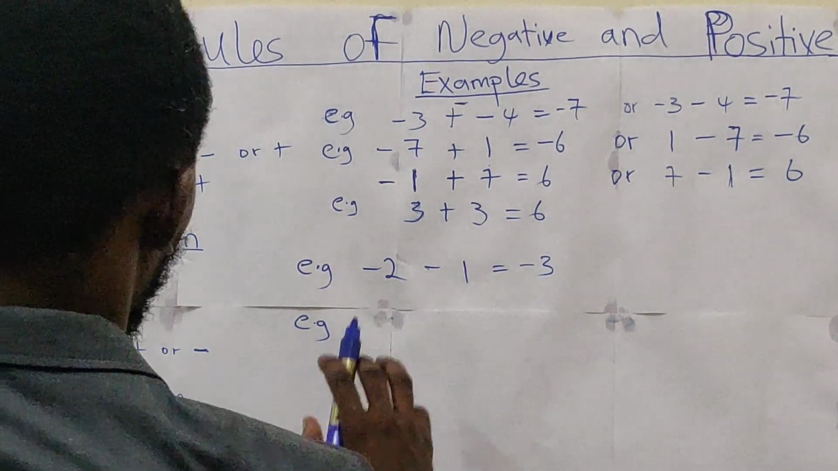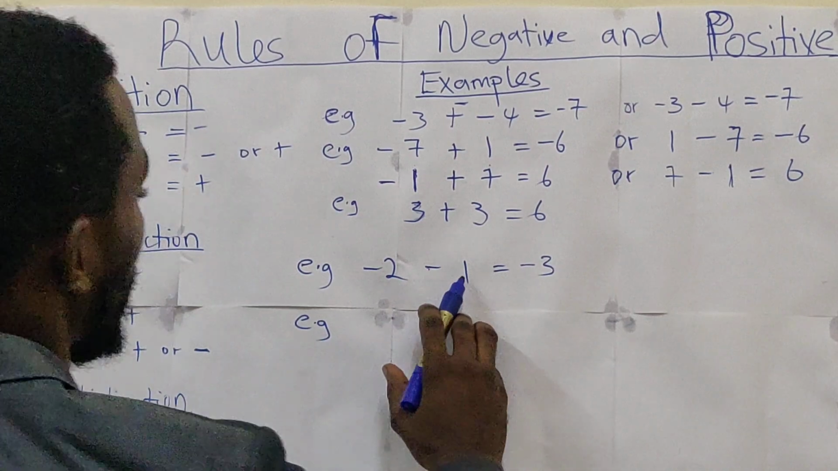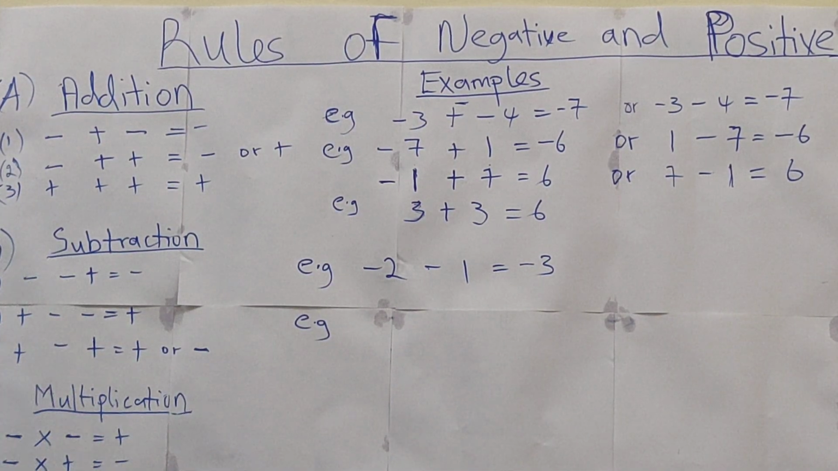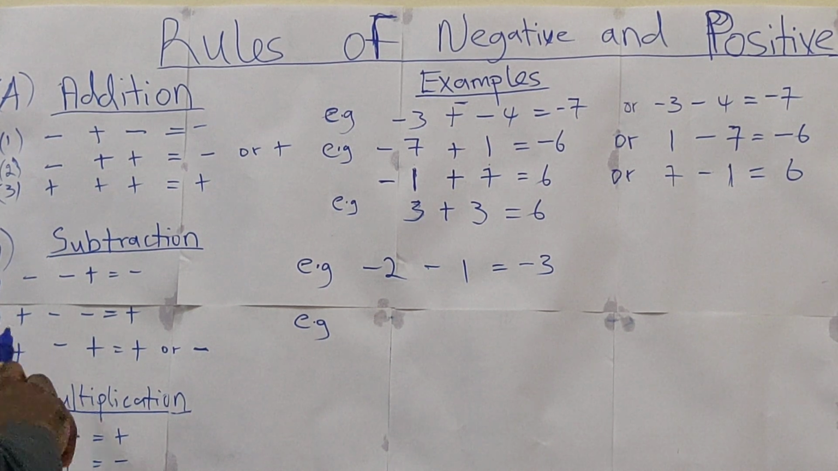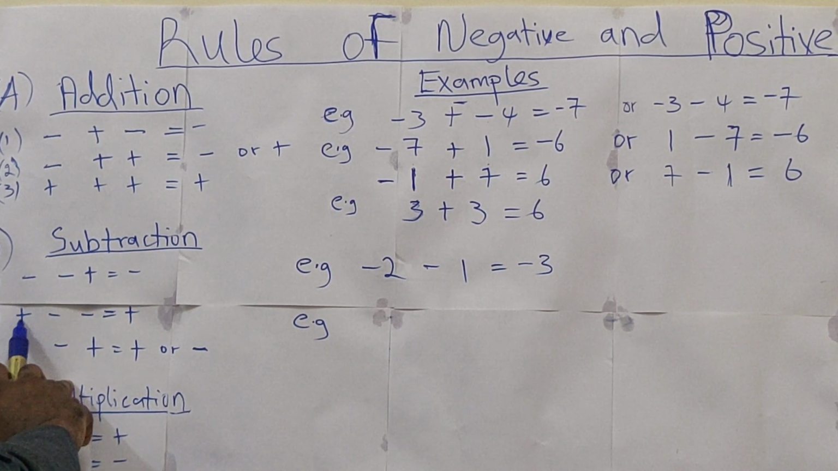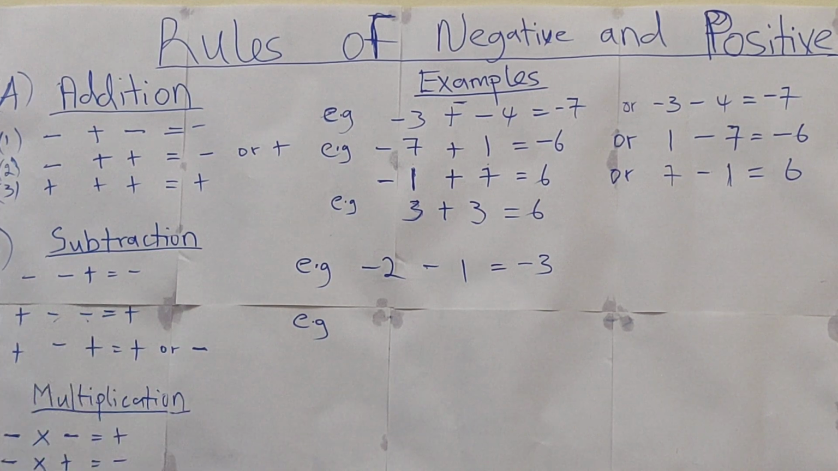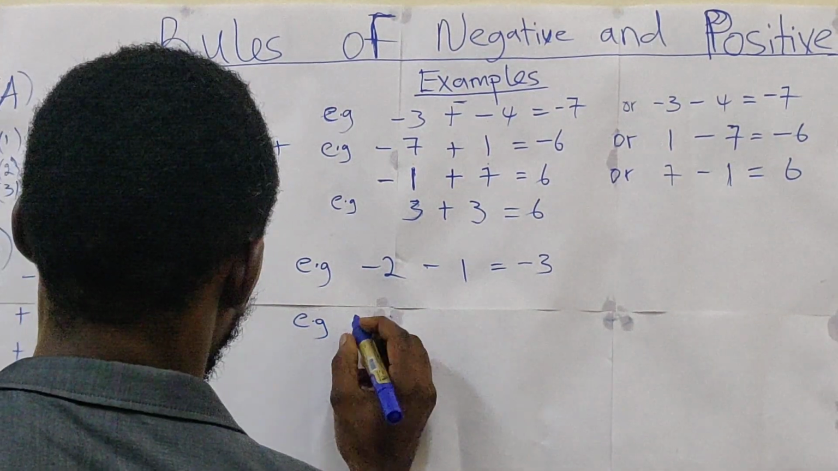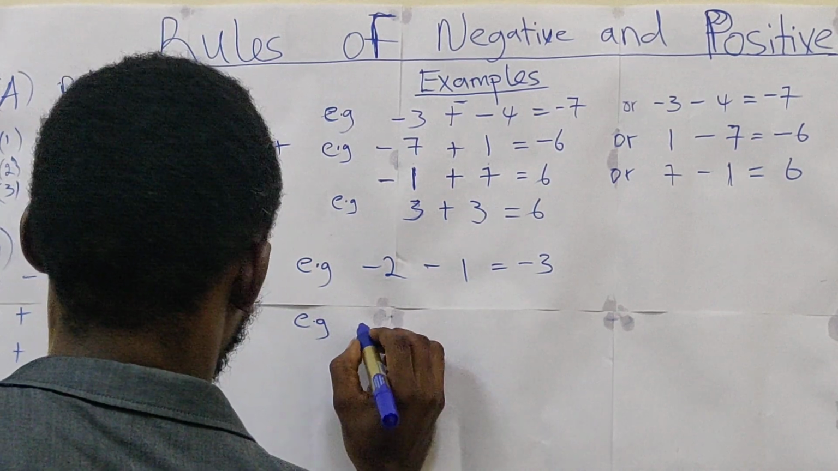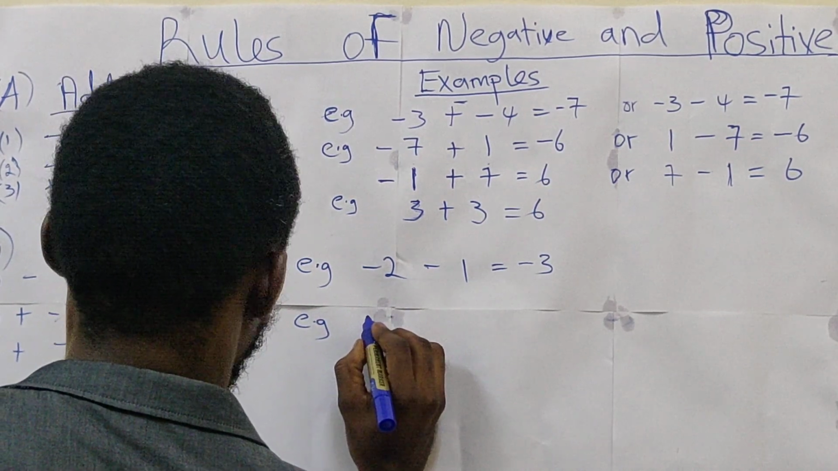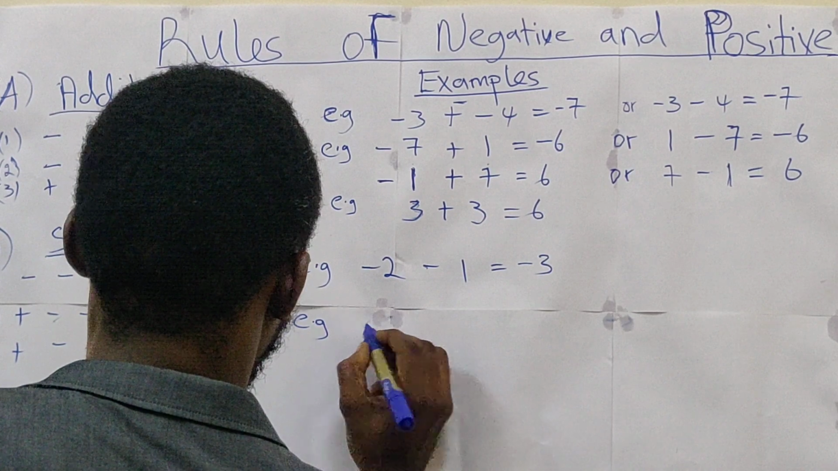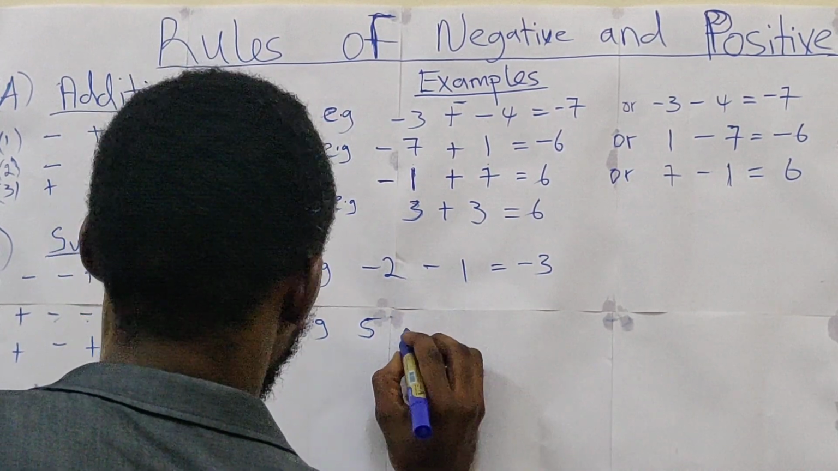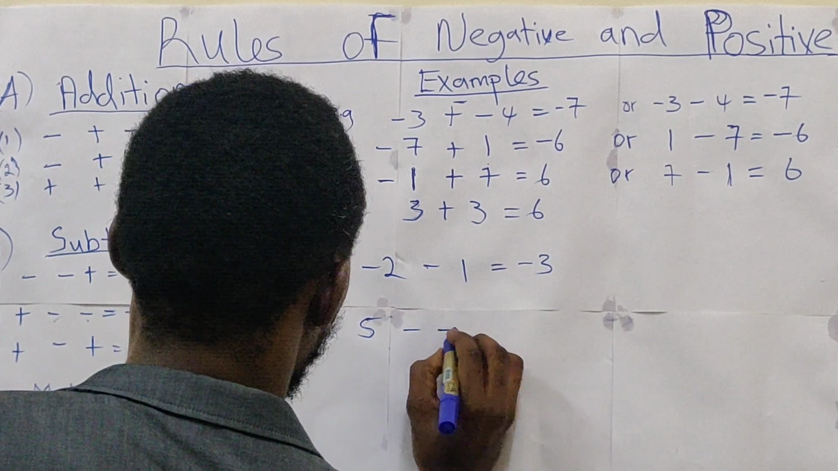So, negative 2, negative 1 is negative 3. Now let's move to the second. When a positive number, that is positive, negative, let me substitute a number there. We have, let's say 5, negative 1.